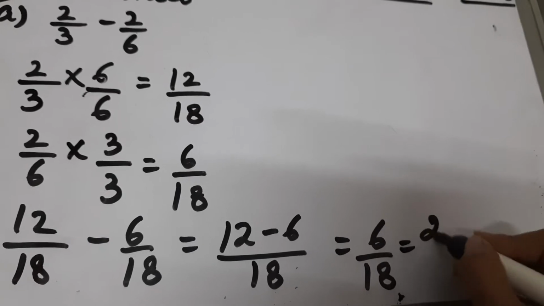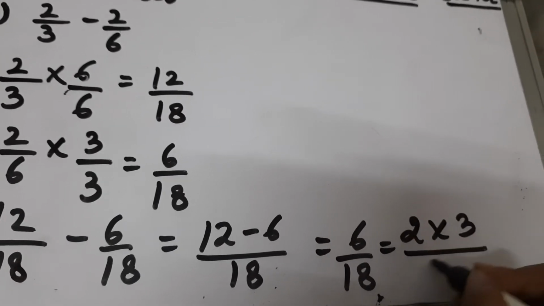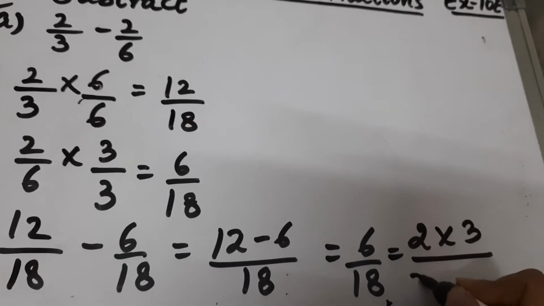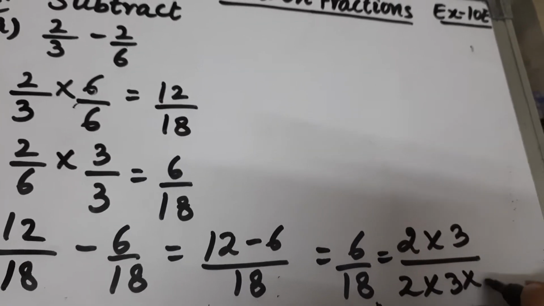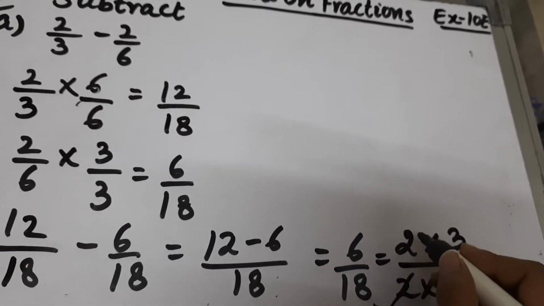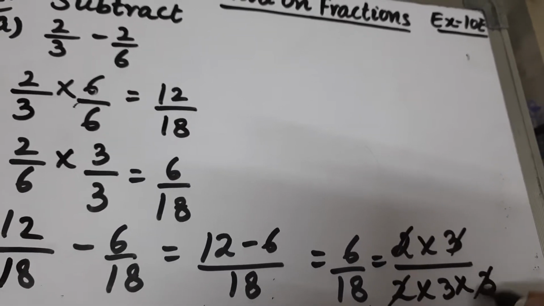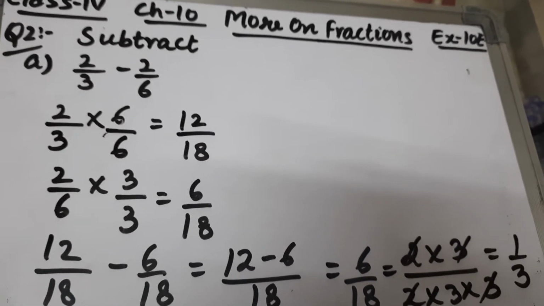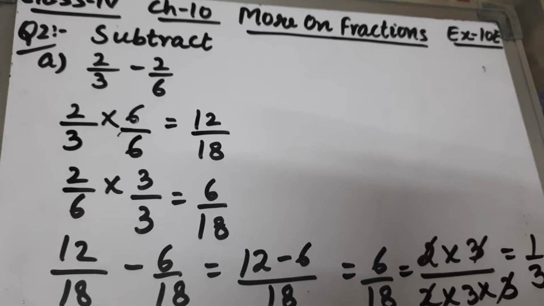6 can be written as 2 times 3, and 18 can be written as 2 multiplied by 3 multiplied by 3. 2 threes are 6, 6 threes are 18. 2 and 2 cancel out, 3 and 3 cancel out. So this will be 1/3. This is the first method to solve the question.